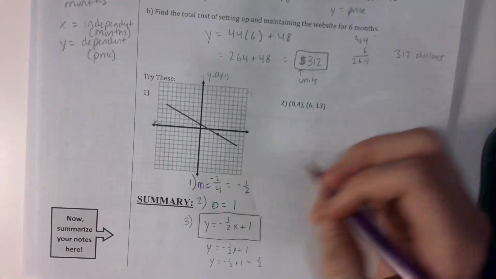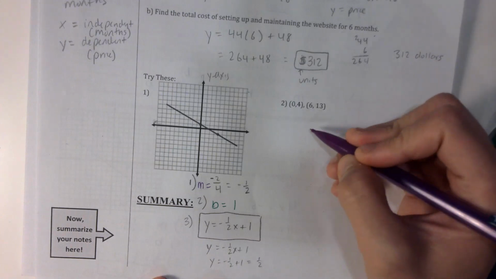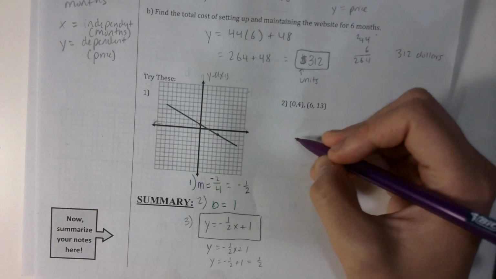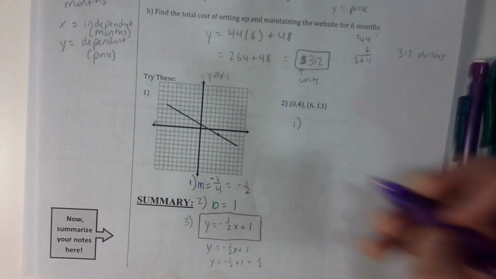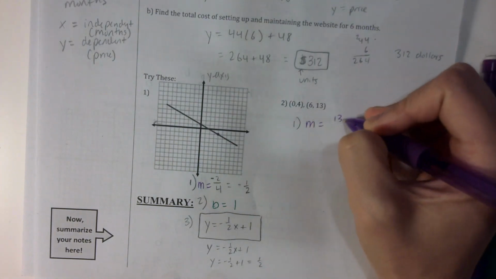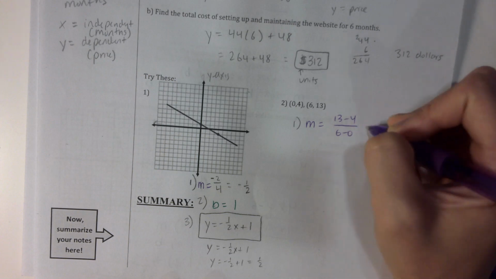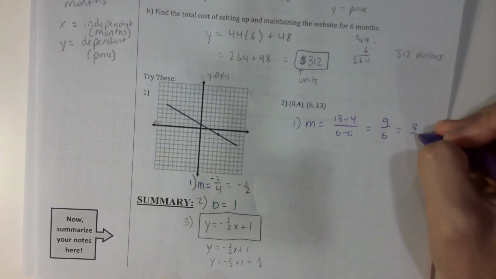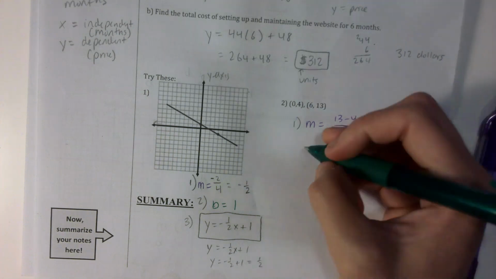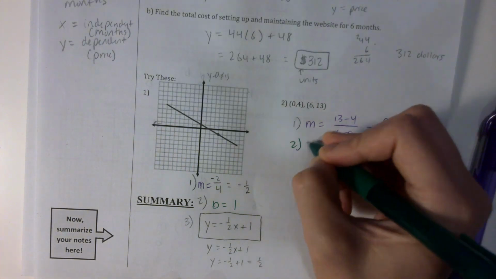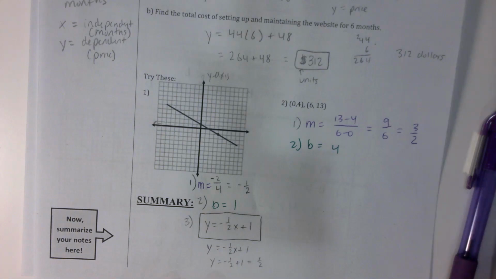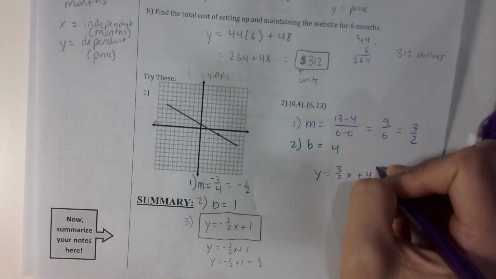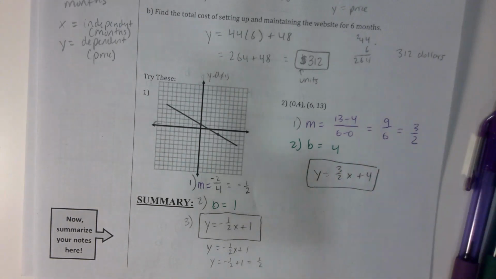All right, and then finally we have another example. You can try and pause the video and do it. If not, feel free to do it with me. All right, so we have m equals 13 minus 4 over 6 minus 0. I'm going to start doing these really fast to show you how long it takes once you know how to do it. And then 3 over 2, right, b equals 4. And so then our final answer is y equals 3 over 2 x plus 4, right? Once you do it a lot, it should be that quick.